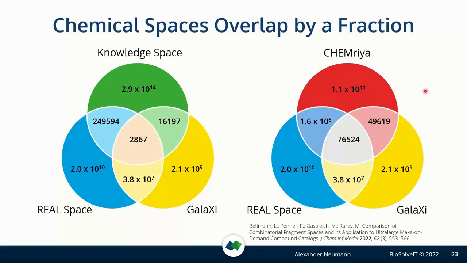And also they have their own unique building blocks. So this combination results in this very, very small overlap. So I always recommend to people to actually search in all chemical spaces, because they are more likely to find something that satisfies the needs there.